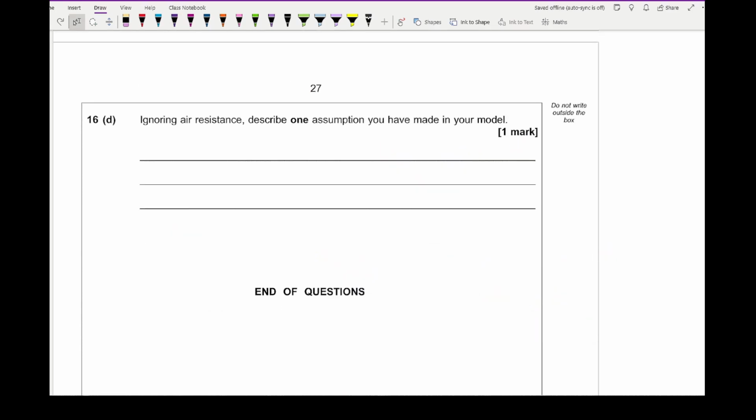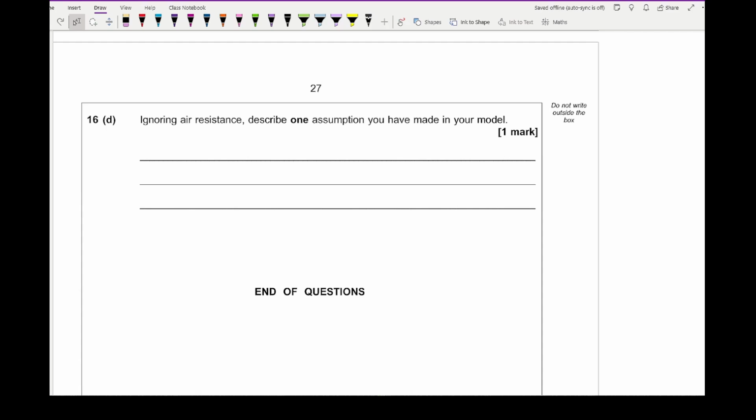16D, ignoring air resistance, describe one assumption you have made in your model. You need to look at the description in this question just to see if anything has been left out of the description that you can use as an assumption, but it tells us that the wire is light, it's inextensible, the pulley is smooth, and it's fixed in place.